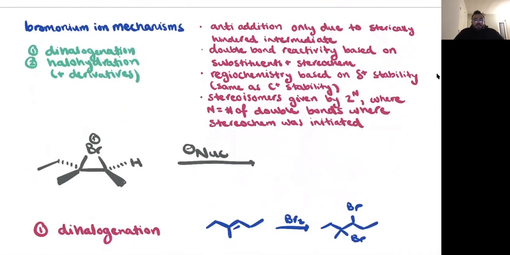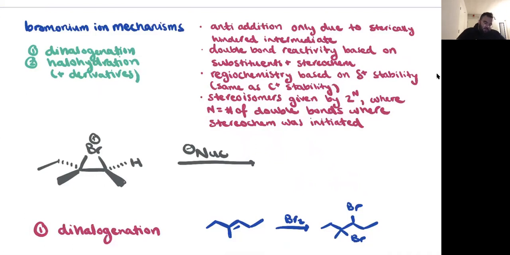Okay. Next is going to be looking at our regiochemistry. So our regiochemistry is going to be based off of the stability of the transition state, or the stability of your partial positive. And then your number of stereoisomers will be given by 2 to the n, but the n is different this time. The n is going to refer to the number of double bonds where you initiated your stereochem. Cool. I'll talk a little bit about that difference in verbiage in a little bit, but notice that these are quite different mechanisms compared to the simple carbocation reactions.